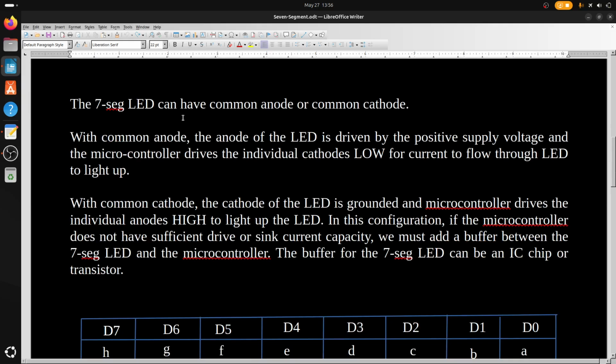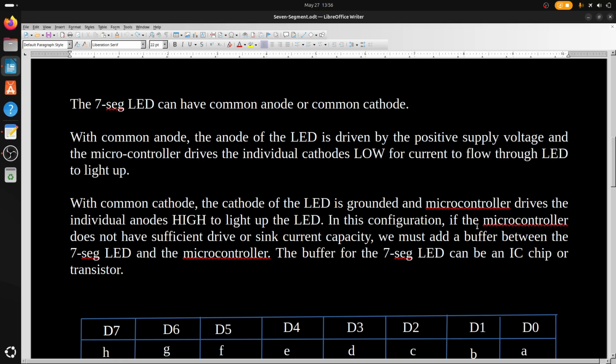The 7 segments can have common anode or common cathode. With common anode, the anode of the lead is driven to the positive supply voltage. The anode, as we know, is always connected to the positive supply, and the cathode is connected to the negative terminal. In common cathode, the cathodes of the leads are grounded, and the microcontroller is connected to the positive terminal of the lead, that is the anode.